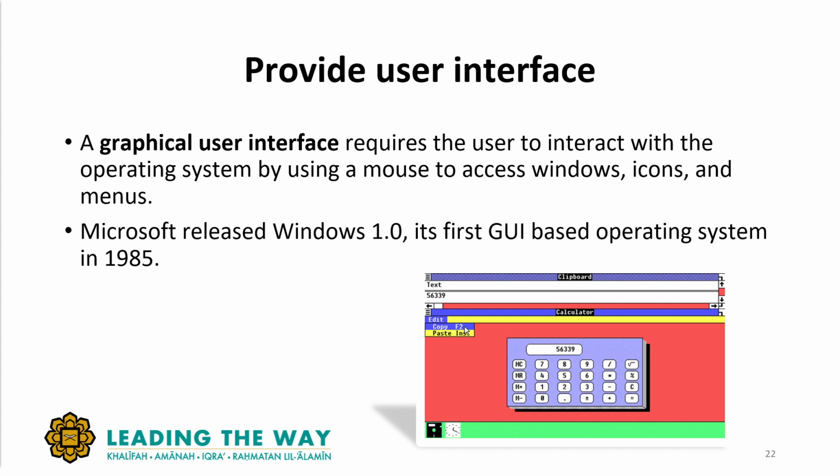In our slide here, we have the first GUI based operating system. It was released by Microsoft as Windows 1.0 in 1985. The application shown is a computer calculator.